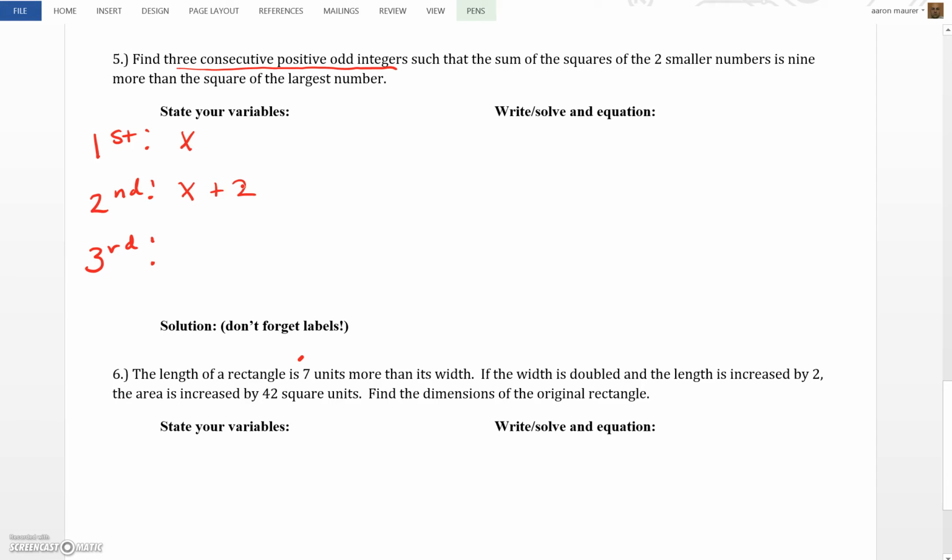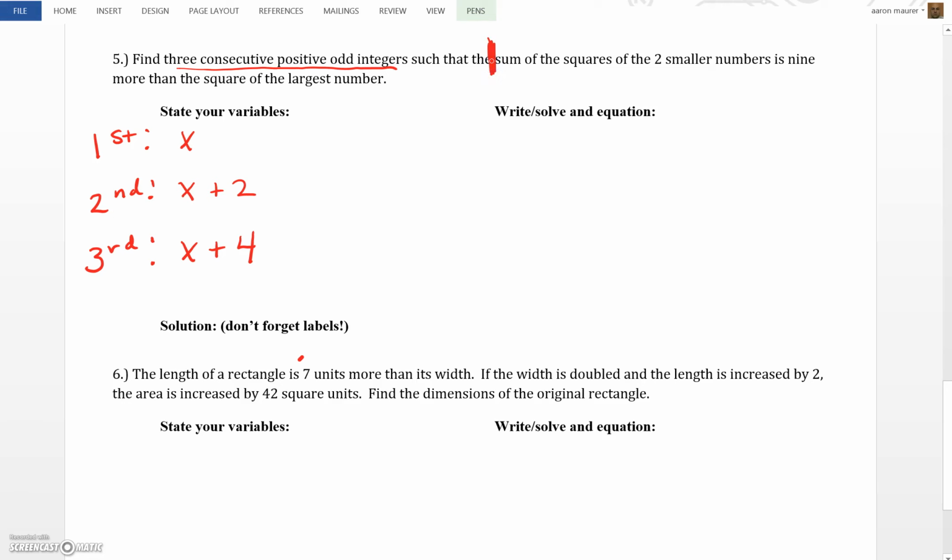So let's think about how we're going to represent the third one then. So to get to the next odd number, I would add 2 to this one, or 4 to the original. Either way, it's going to be represented as x plus 4. So we have what we're going to represent our 3 unknowns as. So we've taken care of everything up until this point in the problem.